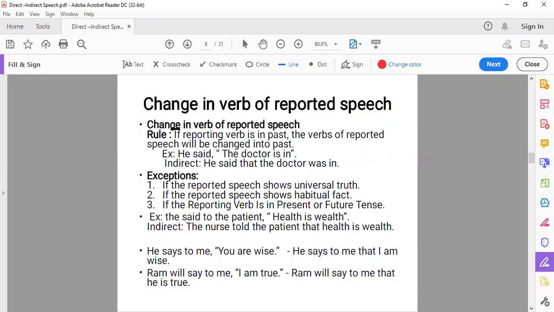While discussing the sequence of tenses, what did we do? We call the two parts of the sentence clauses. If we have a compound sentence or a complex sentence, it will have more than one clause. And we discussed that if the first clause is in the past tense, the second clause will also be in the past tense. The same is the rule here, but here we call it the reporting verb and reported speech. So the first rule is, if the reporting verb is in the past, the verbs in the reported speech will be changed into past.